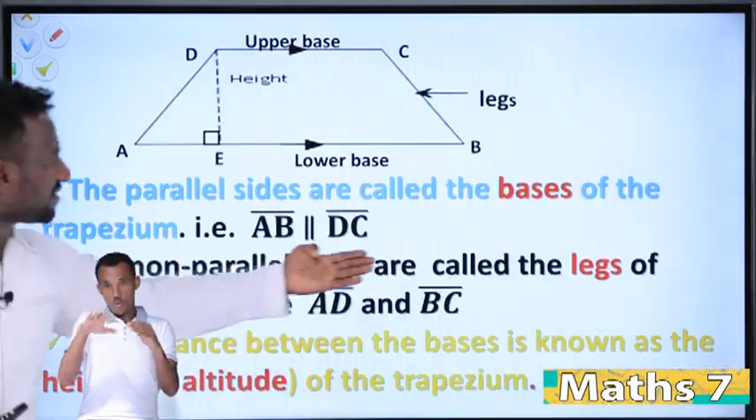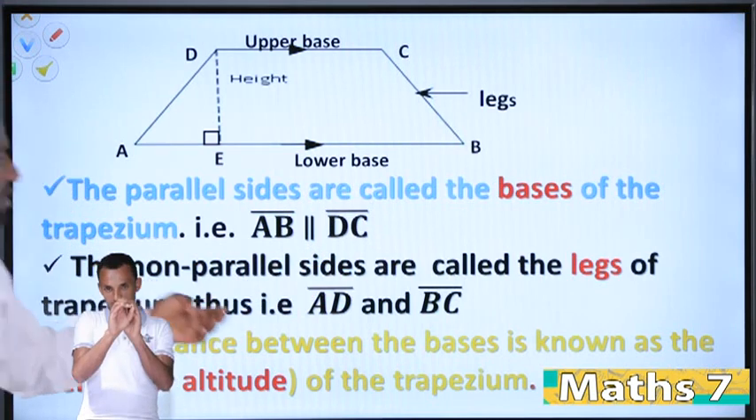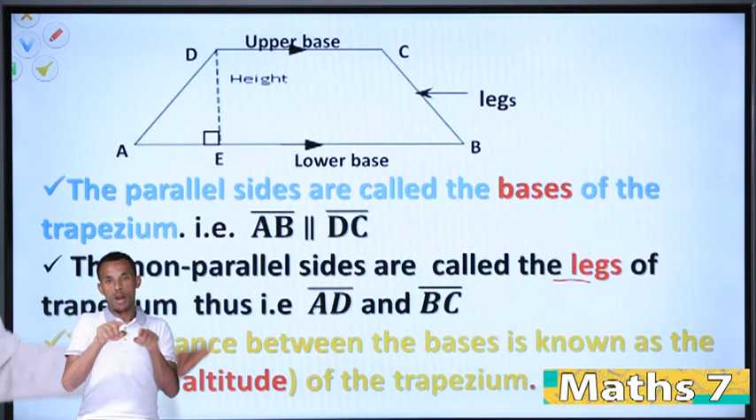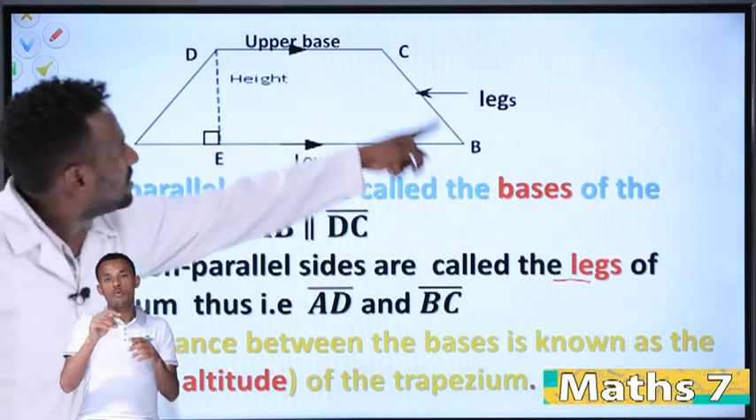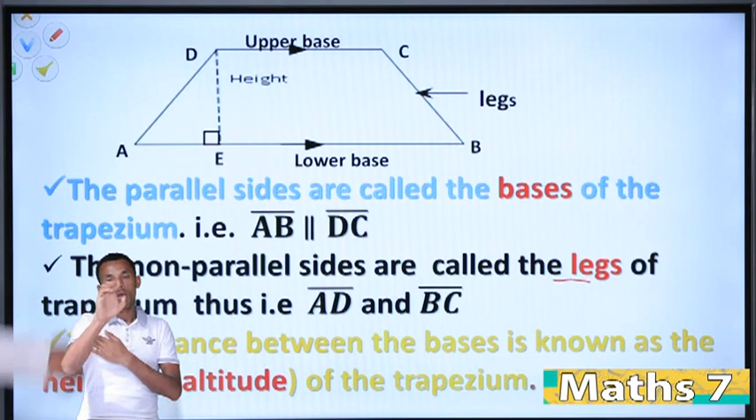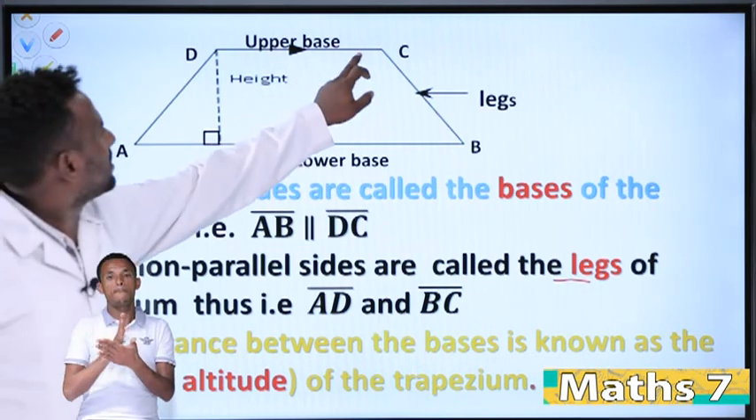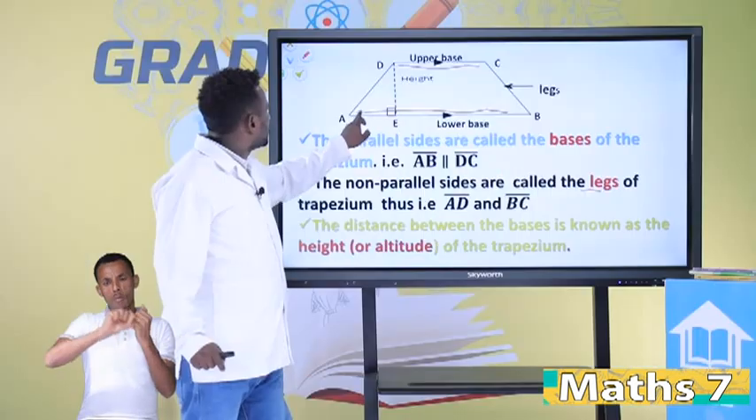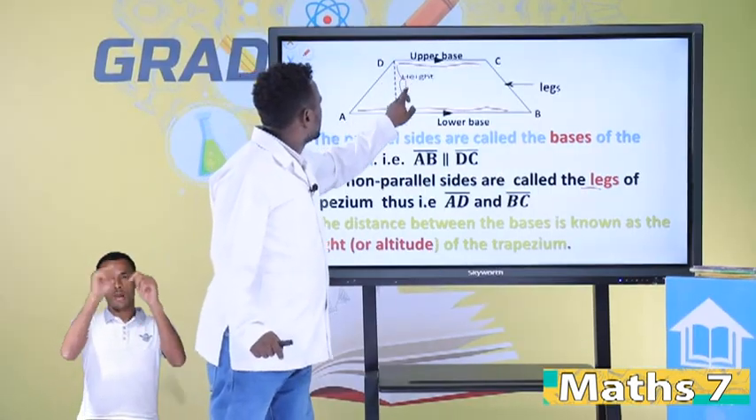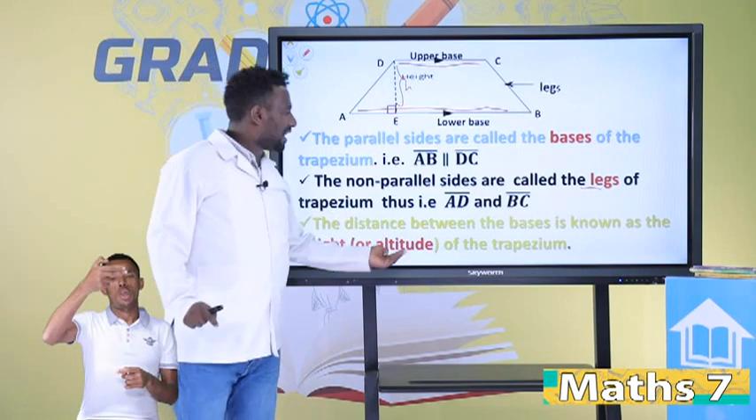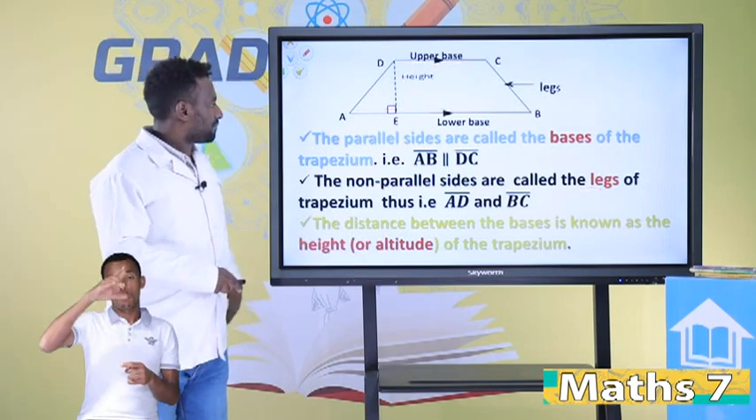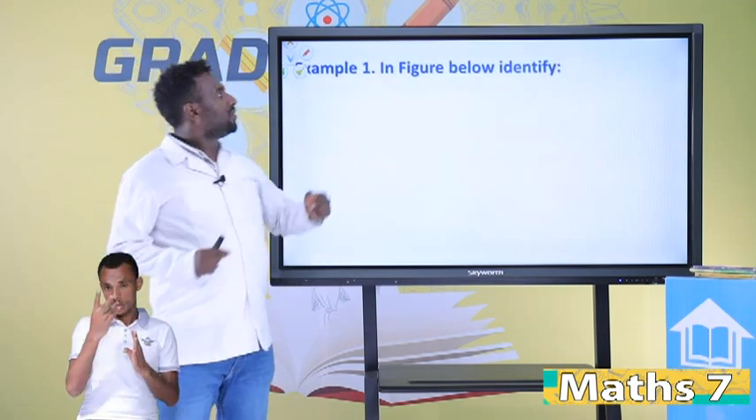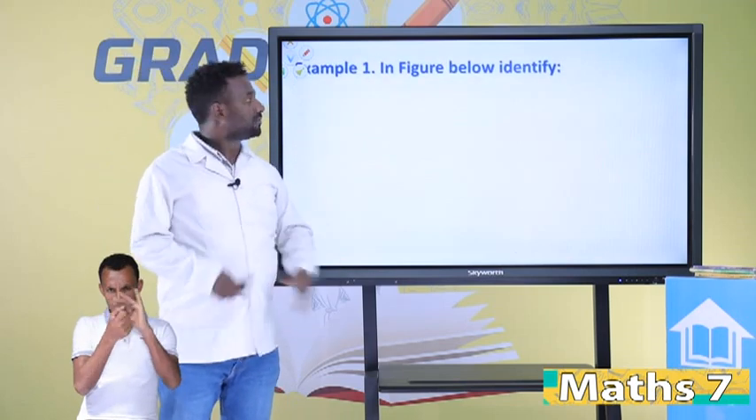The non-parallel sides of the trapezium are called the legs of the trapezium. So the legs of the trapezium, AD and CD, are legs. The distance between the upper base and the lower base of the given trapezium is the height or altitude of the trapezium. Good, students. Let's see one example.